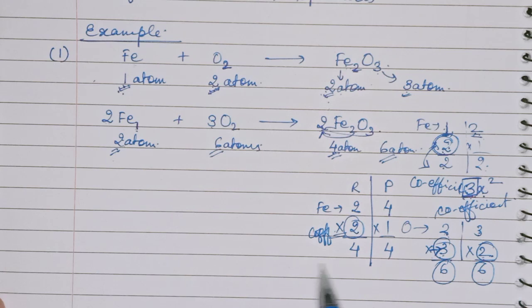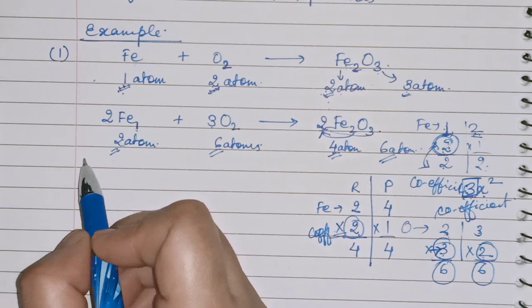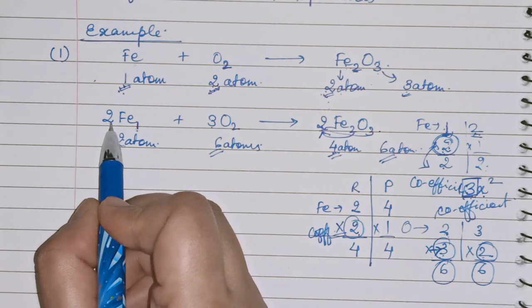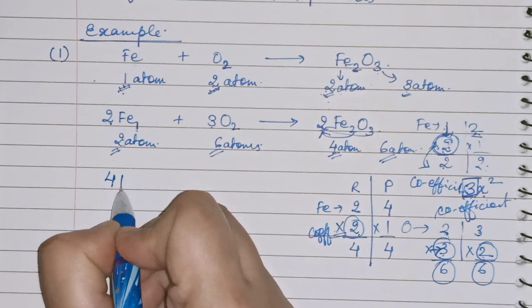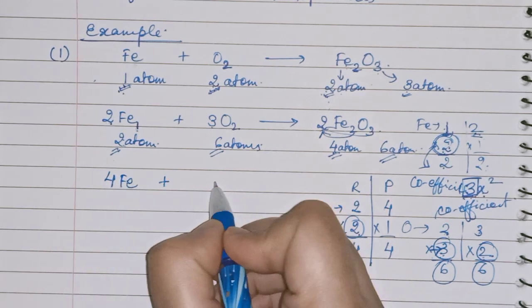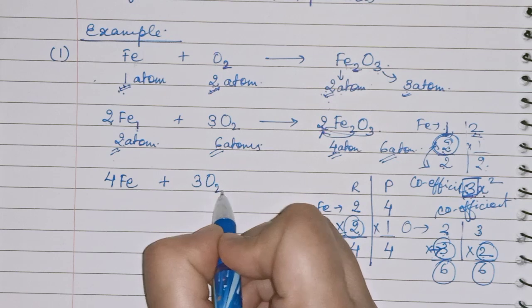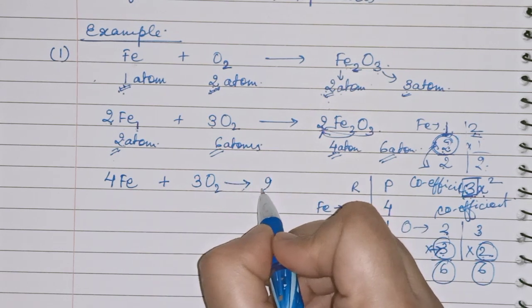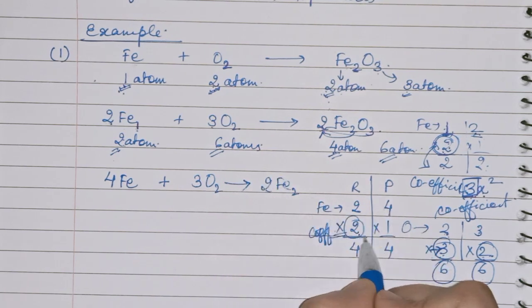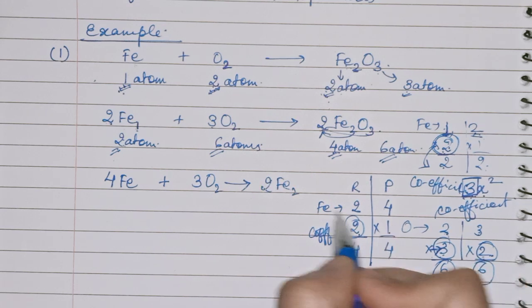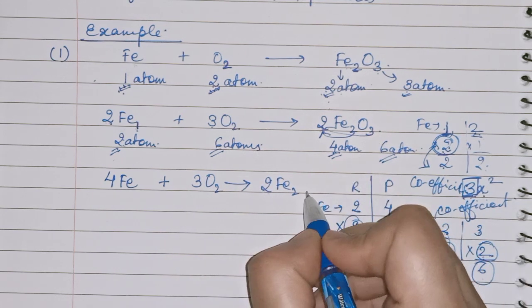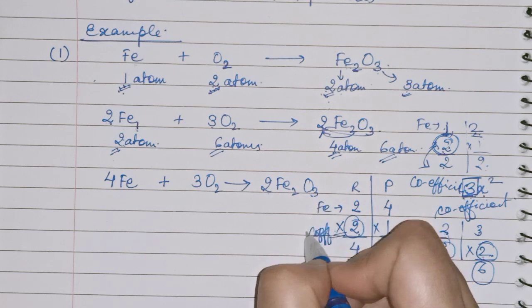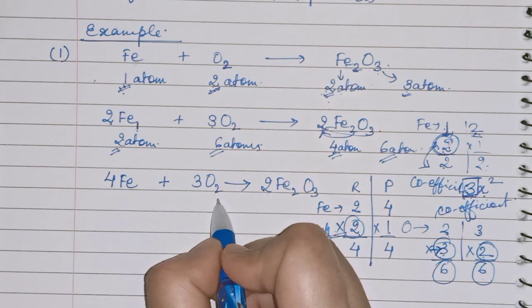So again you will put here 2. So 2 into 2 will be 4 Fe plus 3 O2 gives 2 Fe2O3. Why are you not putting 1 here? Because 1 into 2 is 2 only. Now one more time you have to do balancing.